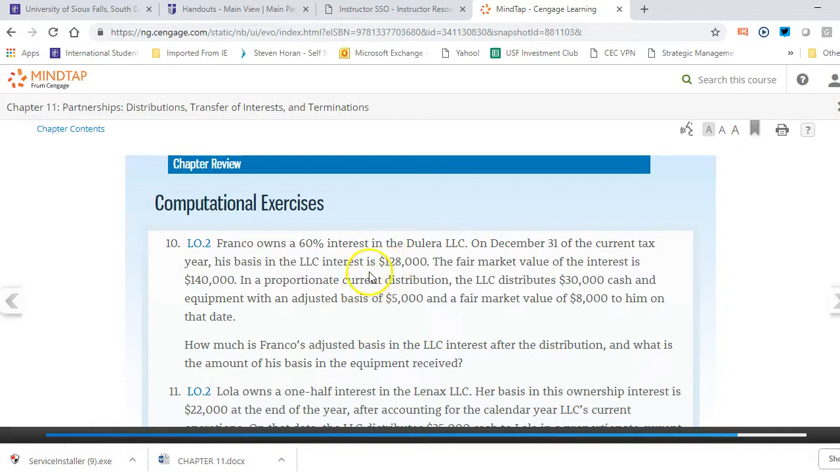Okay, so this is a regular distribution. It says proportionate. That kind of matters also. So regular proportionate distribution. So to look at this then, Franco, his basis is 128. He's receiving 30,000 of cash, and then equipment with a basis of 5 and fair market value of 8.